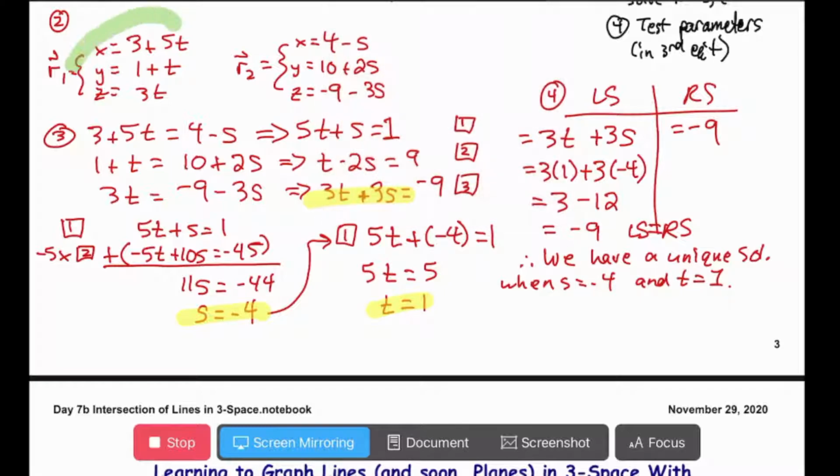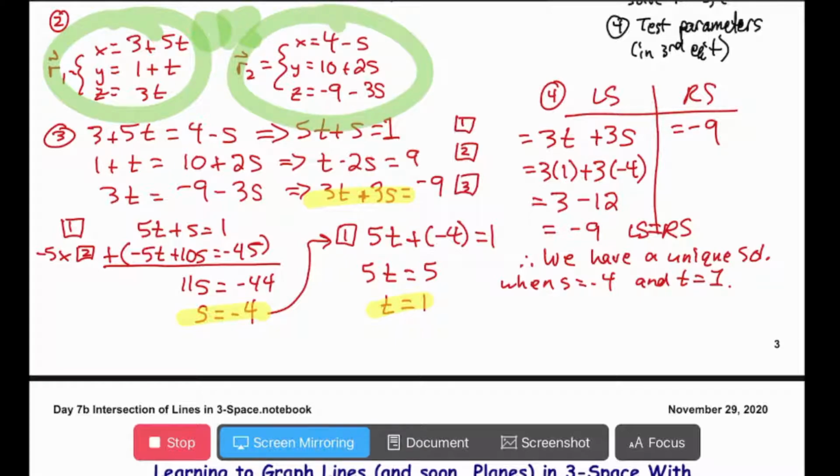So I can either take these equations or these equations, sub in my values for t or my values for s, depending which one I decided to use, and let's find that single point. And I only need to do this for one of these sets of equations because we're finding the same point. We're finding where they intersect. It doesn't matter which one I use. I'm going to get the same values.